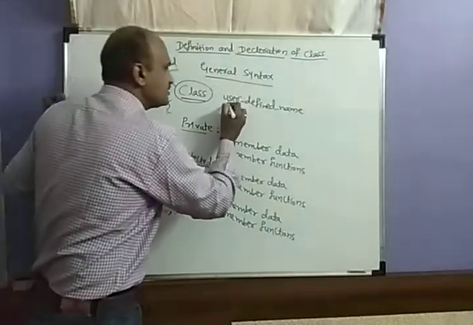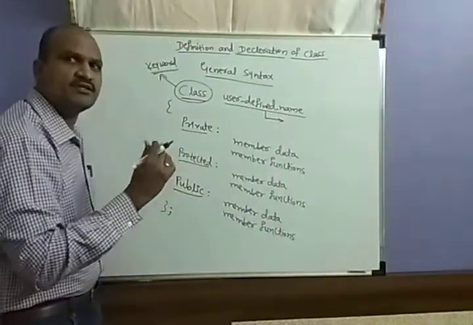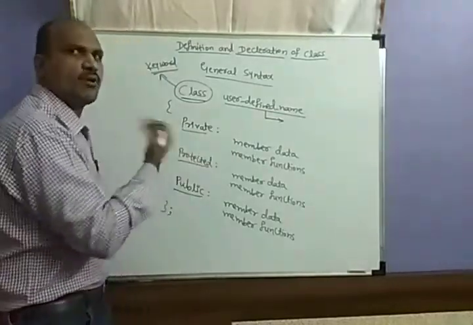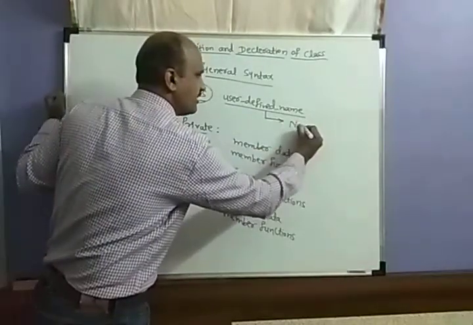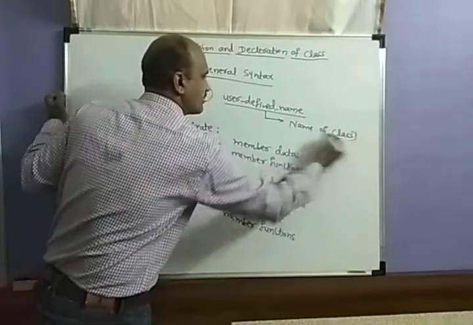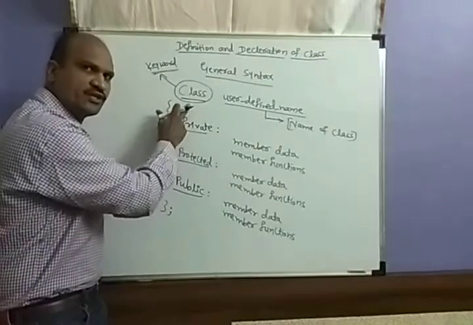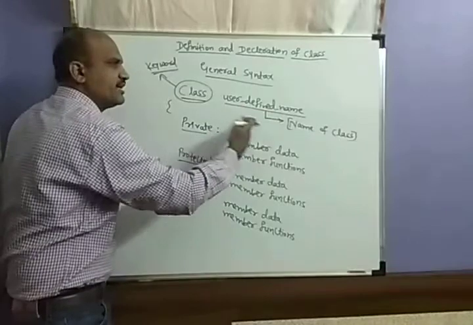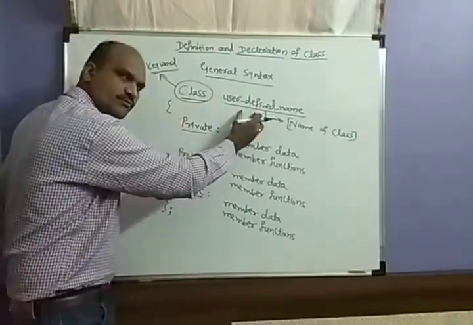And here, user defined name. So what is the meaning of user defined name? It means you should give the name of the class. You can give any name depending on what program you are writing. That is the user defined name of the class. So class, compulsorily you should declare. That is the keyword. Then user defined name, you can declare any name depending on the user. That is the name of the class.